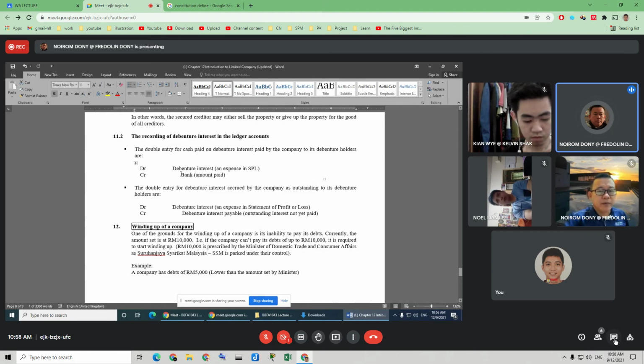Now, what about if it's not being paid? Then we only do a year-end adjustment. That is, we need to provide for it, even though it's not paid, because it's already been incurred, isn't it? Debenture interest is due. So again, we debit debenture interest, and the corresponding entry should be a credit. So where do you want to credit? We call this debenture interest payable.